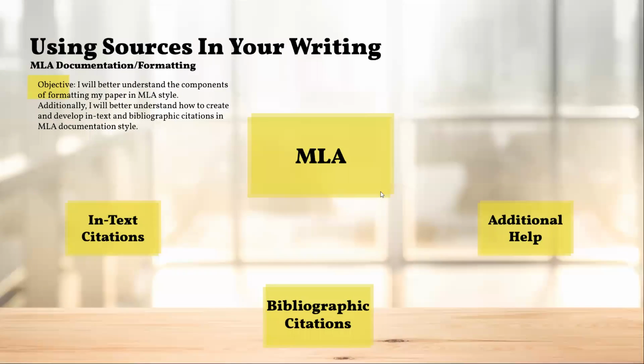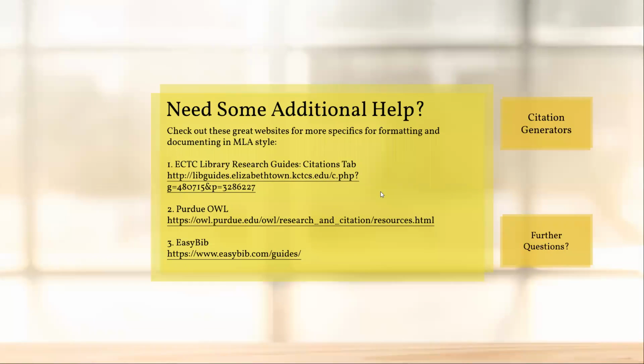As we conclude today's presentation, if you need any additional help with MLA formatting or documentation, these are some great resources to check out. ECTC's library research guides under the citations tab, great videos, websites, and examples there. Purdue OWL and EasyBib both have guides on MLA. Purdue OWL has a more comprehensive guide, whereas EasyBib just focuses on those bibliographic citations and the elements of that. So be aware of those differences.